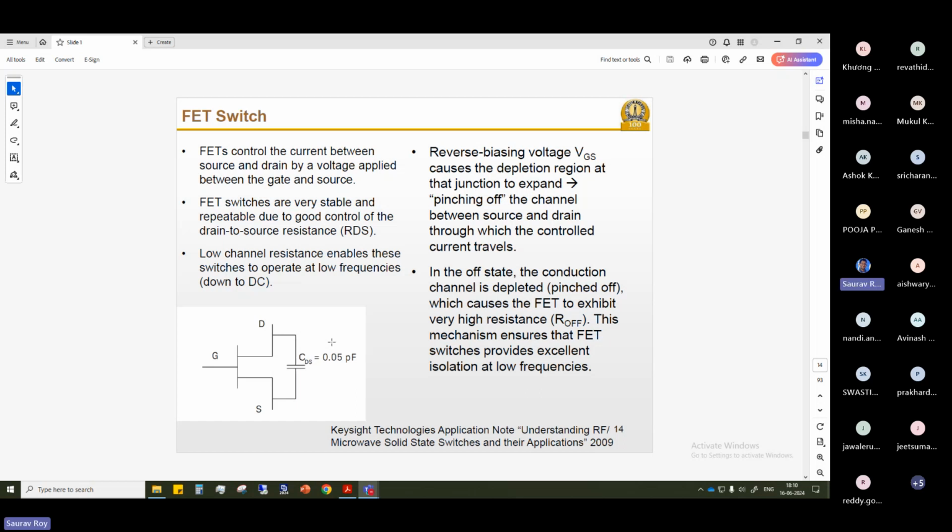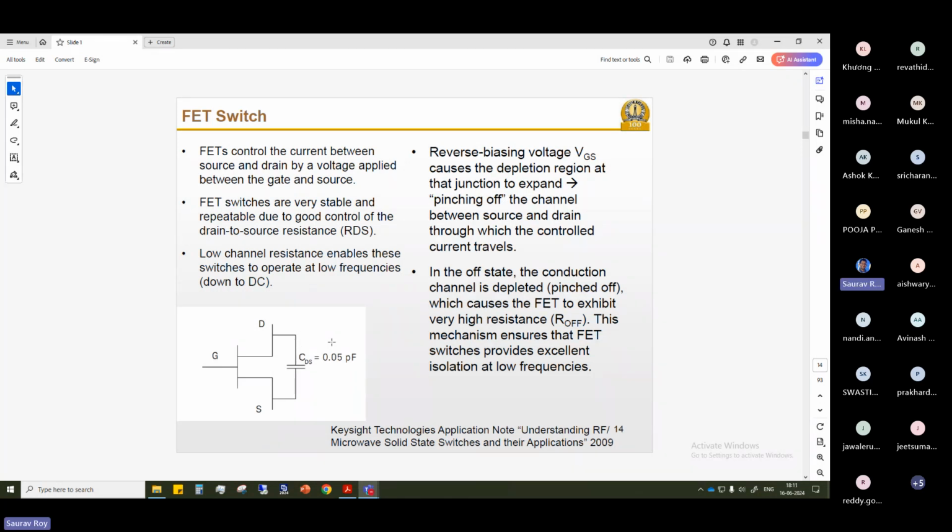They are very stable and good to control, because they have very high isolation between drain and source when the gate voltage is below threshold. And because there is a low channel resistance, these switches can operate down to very low frequencies, even DC. That is one main difference compared to the previous pin diodes. So these FET switches you can operate down to even DC frequency. Obviously, as you have seen, even with normal DC voltages, a MOSFET or BJT can be used as a switch, right?